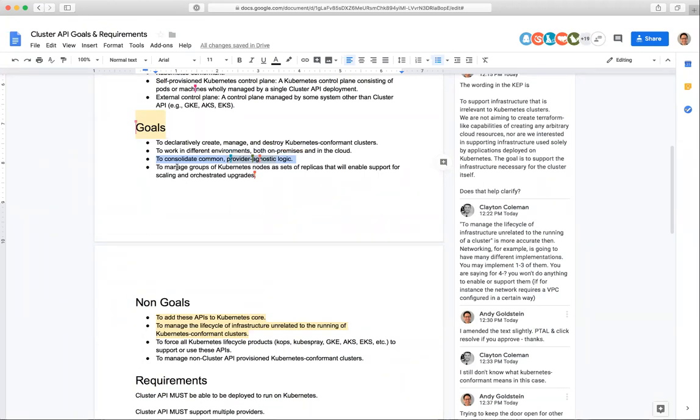And then the last goal that we have listed is around scaling and upgrades. So to manage groups of Kubernetes nodes as sets of replicas that will enable support for scaling and orchestrated upgrades. Any comments on any of these goals before I move on to non-goals?